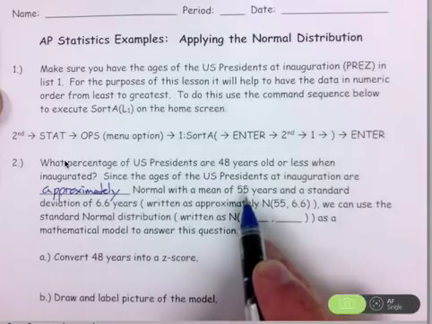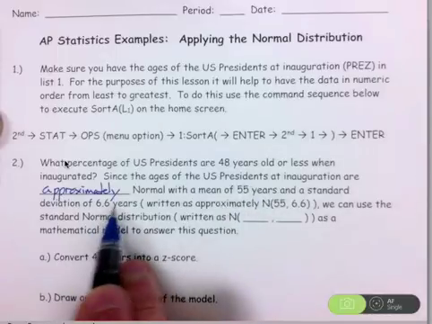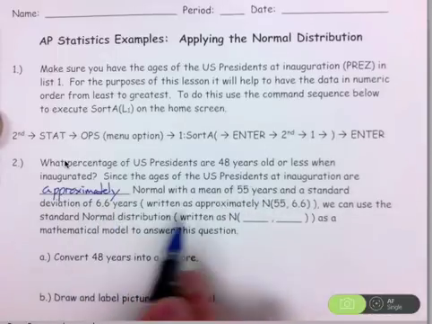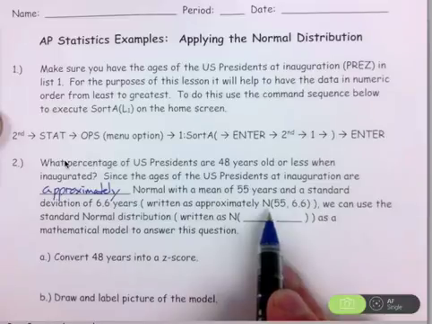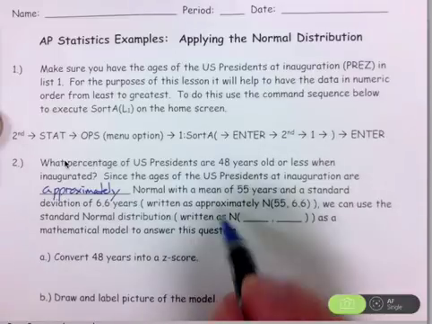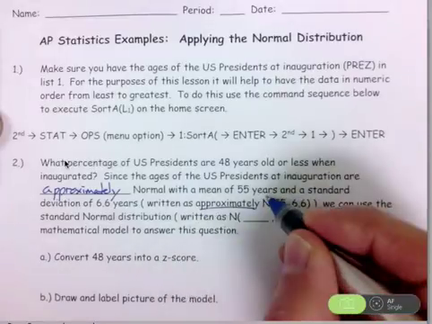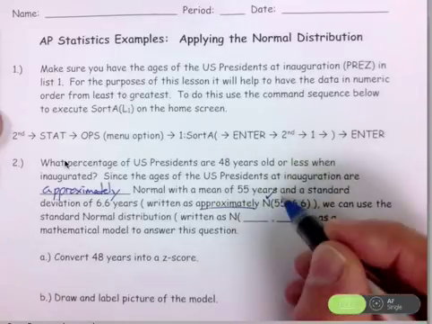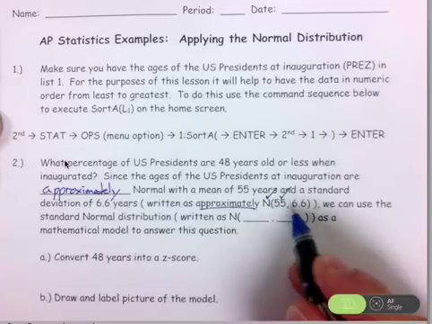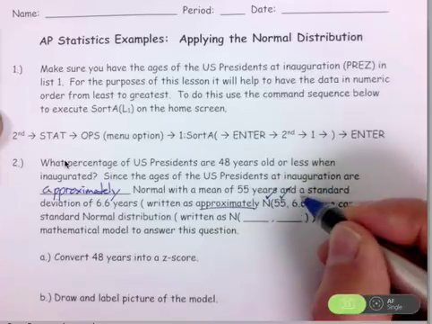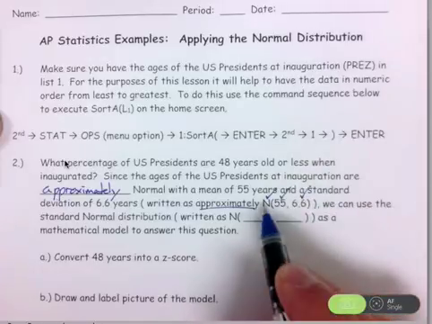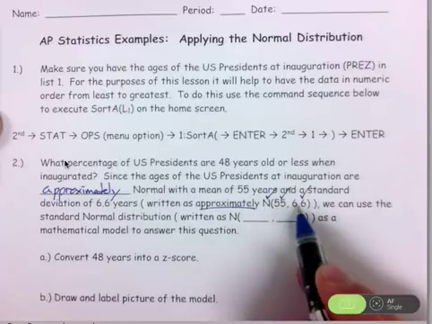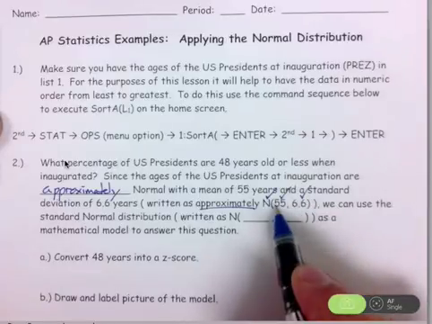We know from our last lesson that the mean is about spot on at 55 years. The standard deviation is about 6.6 years. So we can write that distribution by writing approximately N for your shape, the normal shape, a mean of 55, and then we put a comma and the standard deviation of 6.6. We have the shape, the center, and the spread. So we've completely described our distribution.